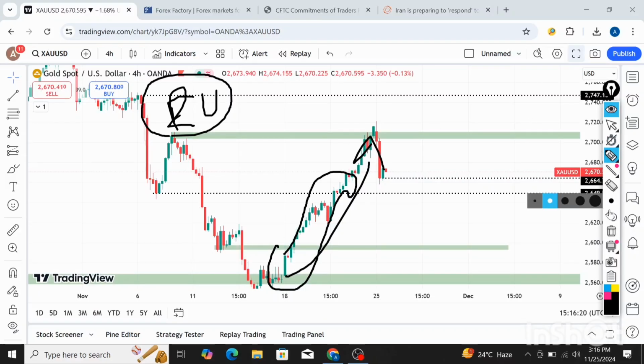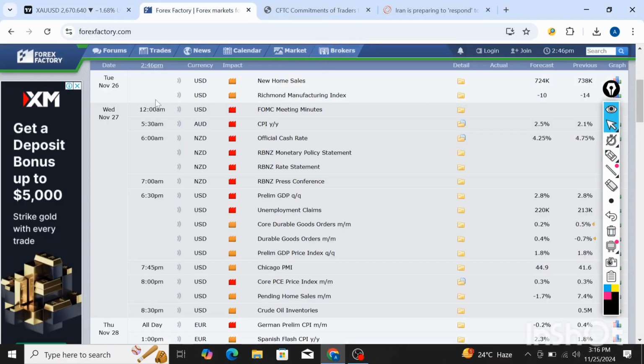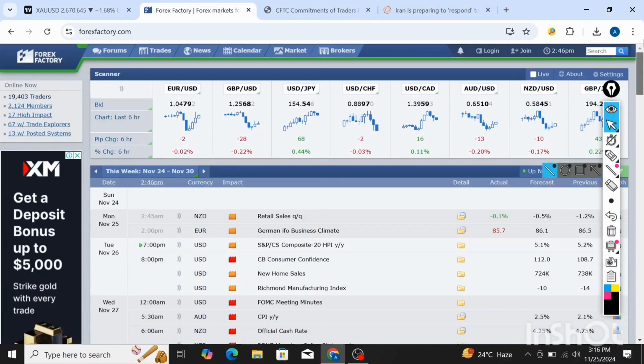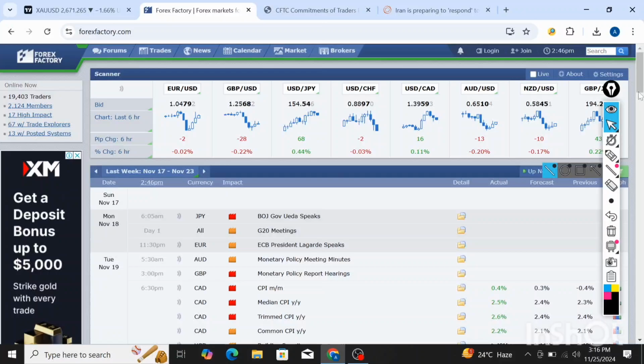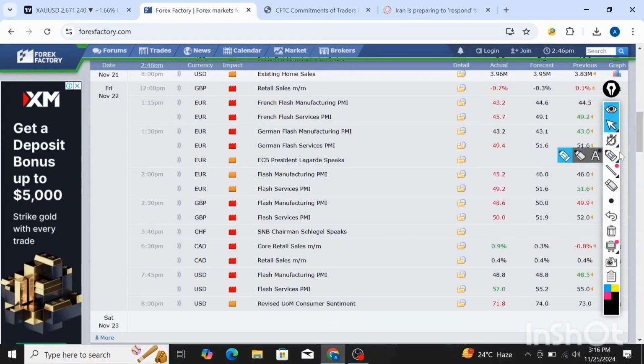The second thing I want you to understand is, if we go on Forex Factory, this data is of this week, I believe. So we have to go into last week and see. I will show you one thing. Okay, here you go. Last week, the Russia Ukraine situation was one factor. The second factor was this.